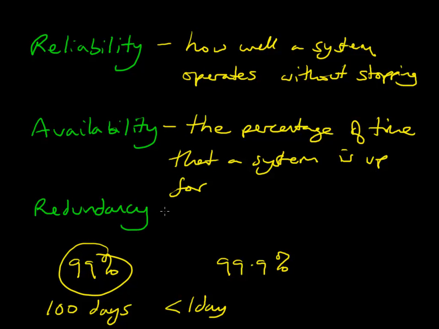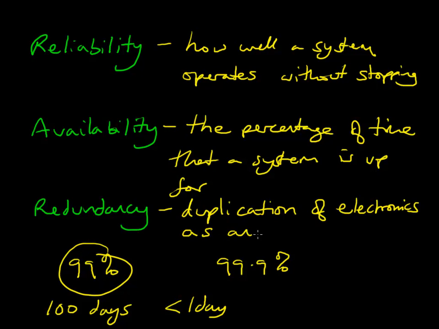The last concept we're going to look at is the one called redundancy. And this is the duplication, so that's the repetition, the duplication of electronics as an alternative in case of failure. So the repetition of an electronic piece of equipment as an alternative in case of a failure.